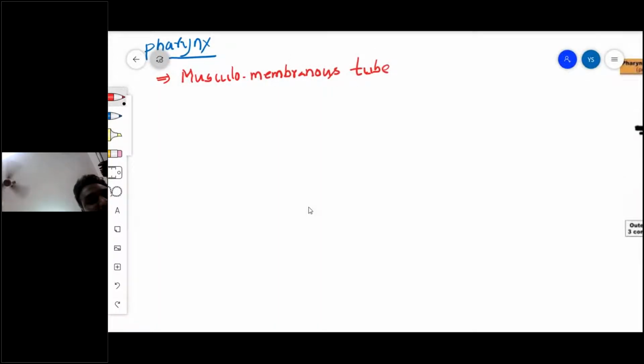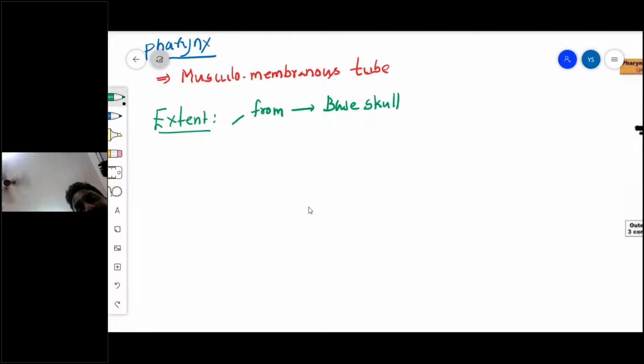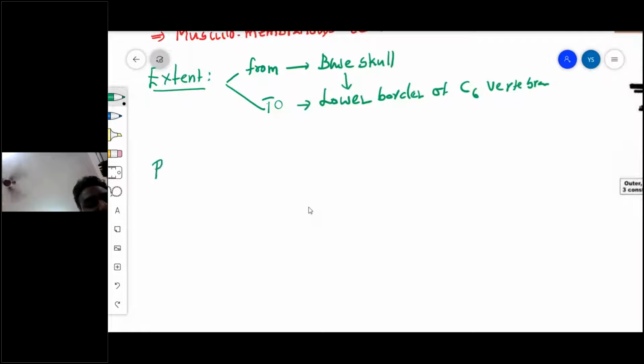Now we can write down the extent and the relations of the pharynx. So what is the extent of the pharynx? Already I told you, from where to where? From the base of the skull to the lower border of the C6 vertebra, otherwise the lower border of the cricoid cartilage. Your wish. So the lower border of the C6 vertebra. This is the extent. Now we see the relations.